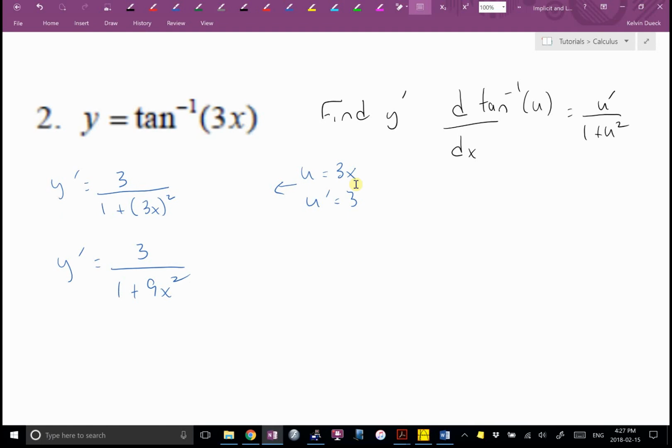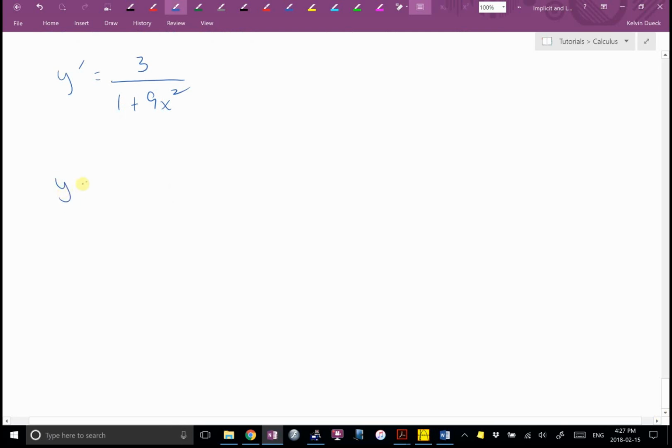Let's do a really ugly one, just cuz. Let's do a, I'll make one up. Which one haven't I used yet? I haven't used sine yet. So let's do y equals the inverse sine of cos of 3x squared. And they want us to find y prime.